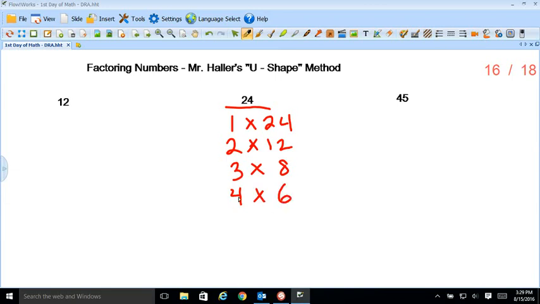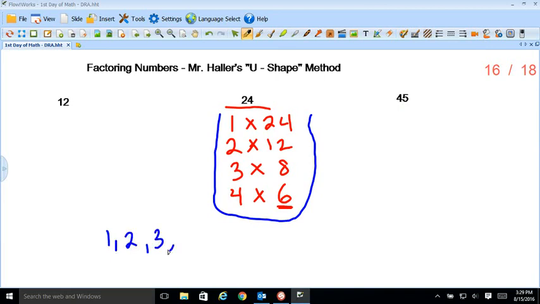After 4 comes the number 5. I know, once again, because of my divisibility rules and my basic facts, 5 does not go into 24. 5 is not a factor of 24. So I don't put 5 down at all. After 5 comes what number? 6. We already have a 6 sitting there waiting for us. That tells us we are done. We stopped. We found every factor. Draw a U around it. List out the individual factors: 1, 2, 3, 4, 6, 8, 12, 24. These are the factors of 24.